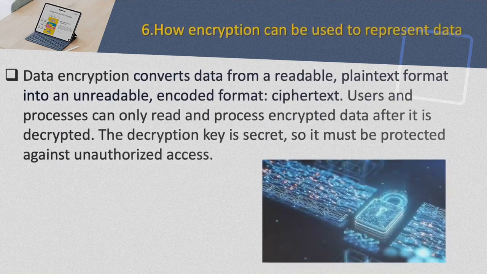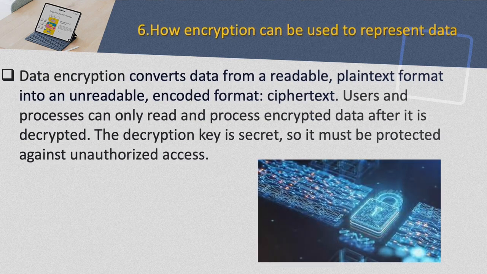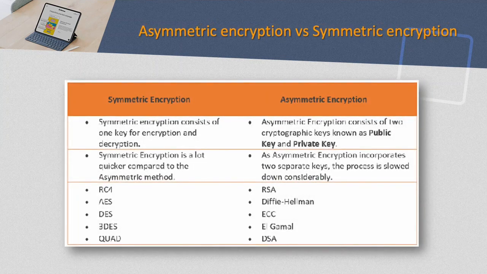Data encryption converts data from a readable, plain text format into an unreadable, encoded format, ciphertext. Users and processes can only read and process encrypted data after it is decrypted. The decryption key is secret, so it must be protected against unauthorized access. A comparison between asymmetric encryption versus symmetric encryption.